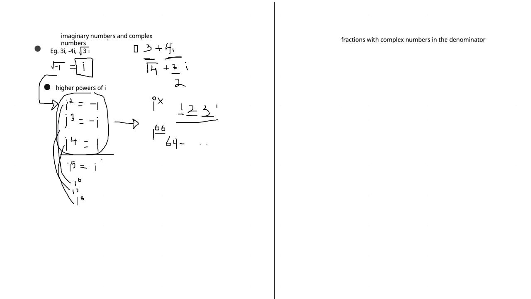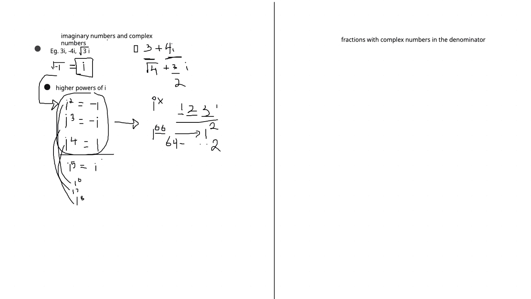Now it means that i to the power 66 is equivalent to i to the power 2. Now, since you know your i to the power 2 to be -1, it means i to the power 66 is the same as -1.